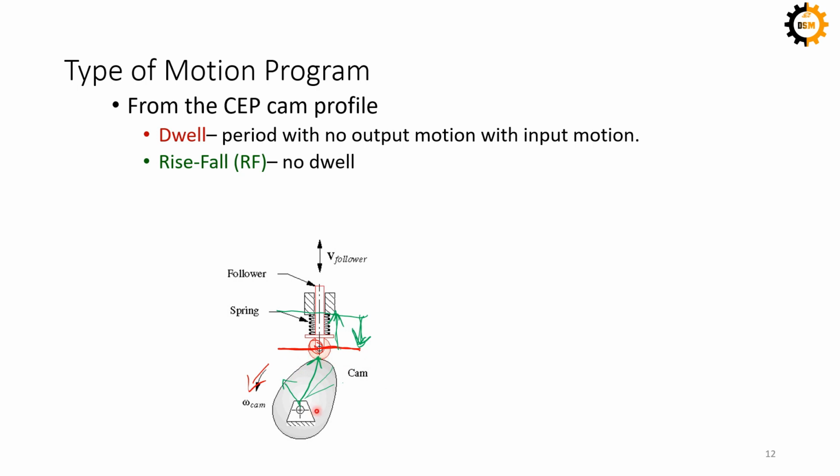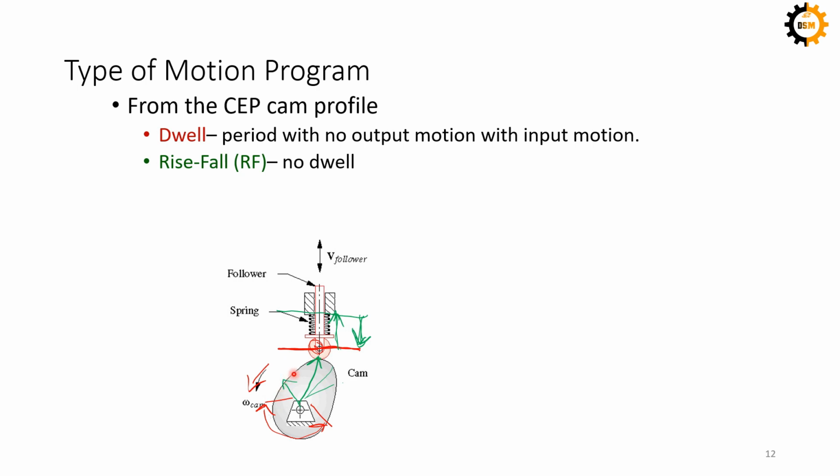So dwell is a motion program in which this radius remains constant. Let's see, like this portion. So in this portion, for example, there is no decrease or increase in the radius. So if the cam is in contact with this area, there will be no rise or fall. It will be considered a dwell.